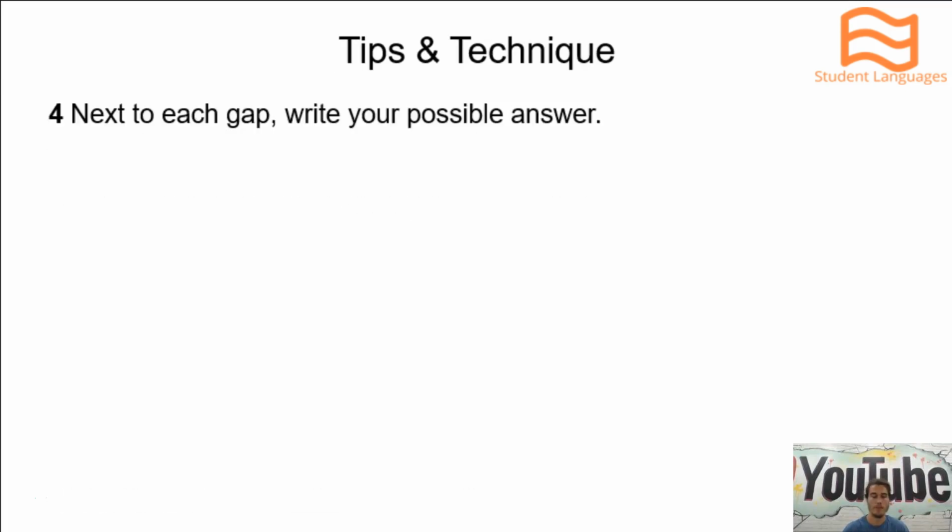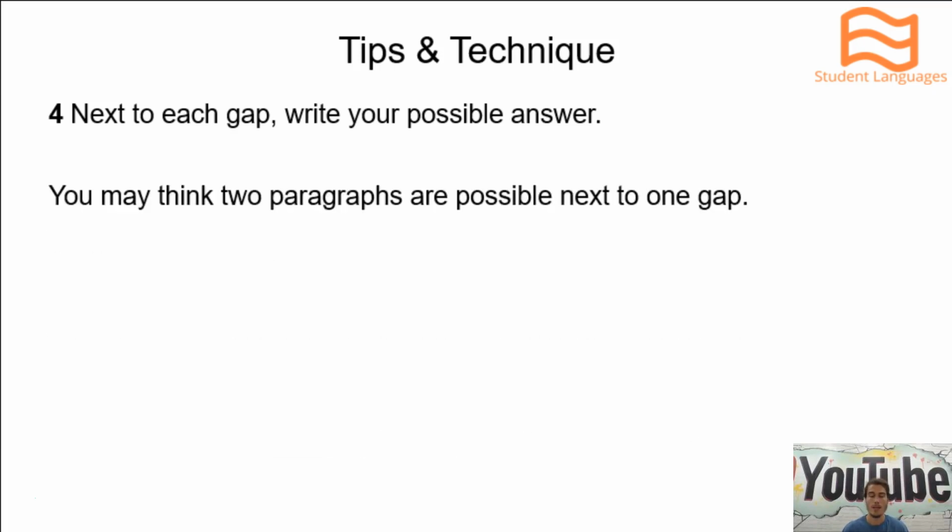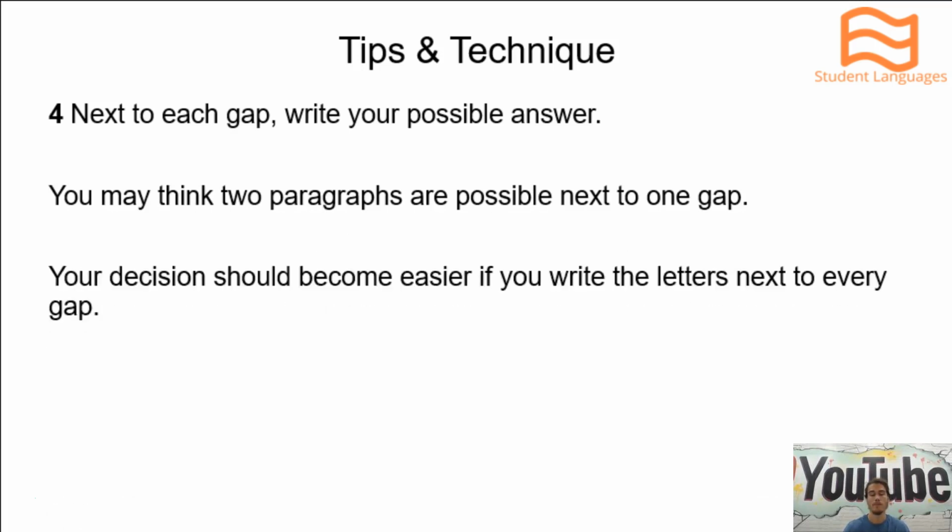Time for tip number 4. Next to each gap, you should write your possible answer. You might think that 2 paragraphs are possible next to one gap, and your decision should become easier if you write the letters next to every gap. So write the letters that you think are possible next to every gap.